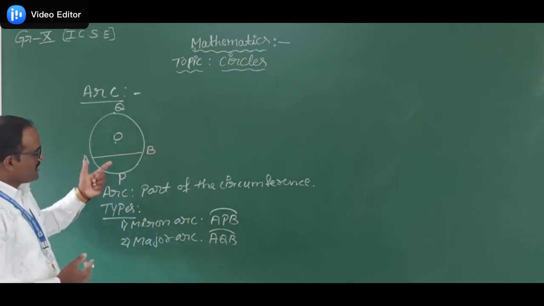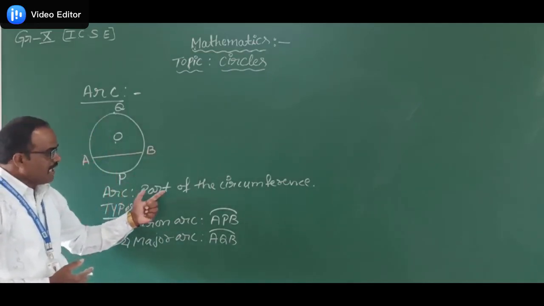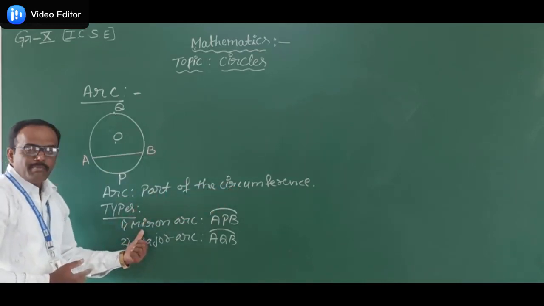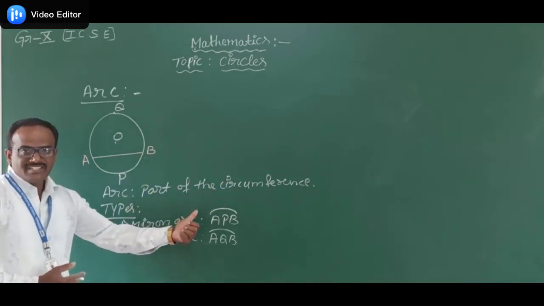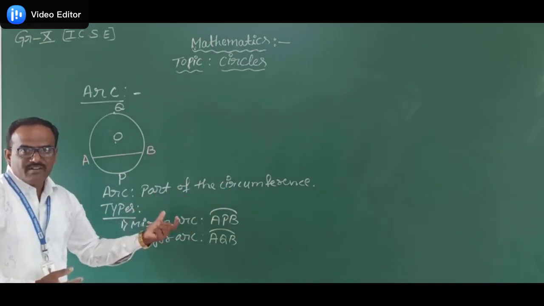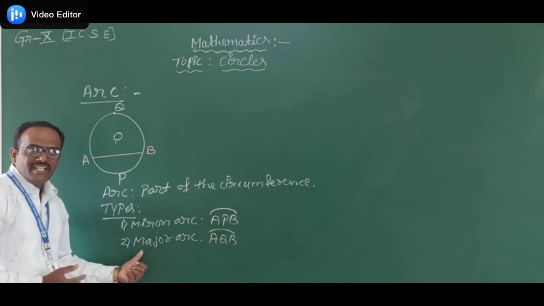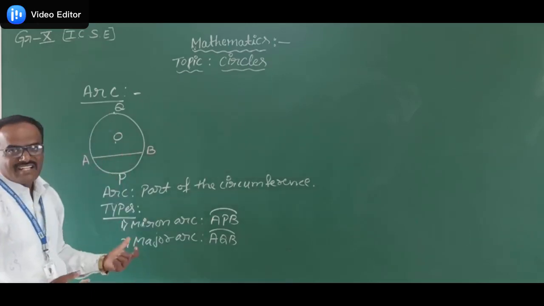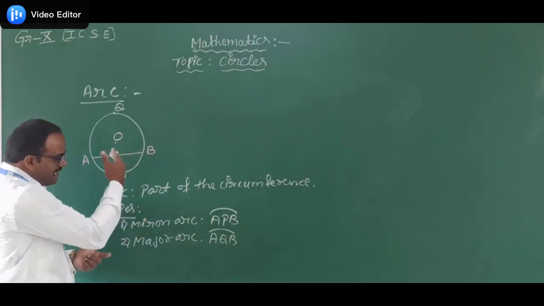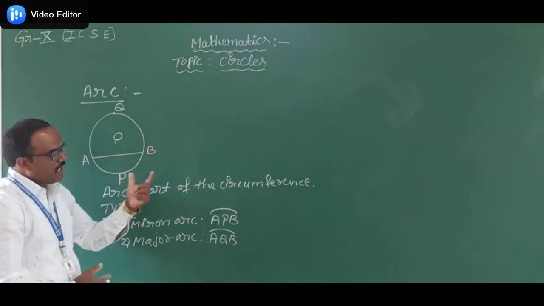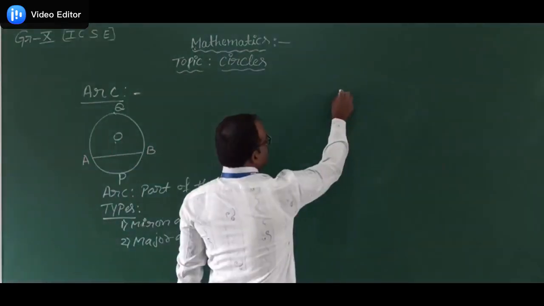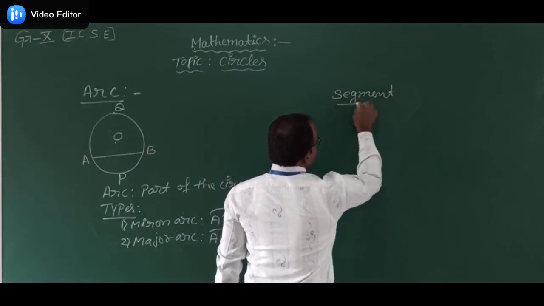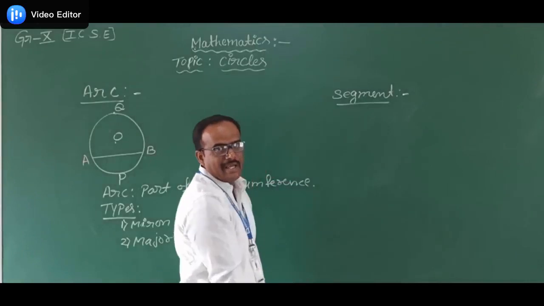Now we learned the meaning of the arc. Arc is a part of the circumference. Then two types. One is minor arc. Minor arc is the smaller part of the circumference. And the second one is major arc. Major arc is the larger part of the circumference. Now, after learning the arc, we can move on to the next point, that is segment. What is called segment and what are its types?